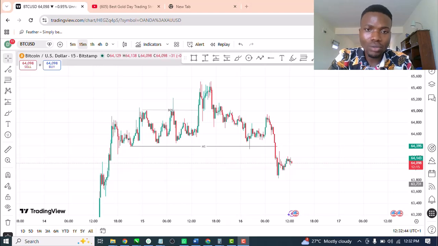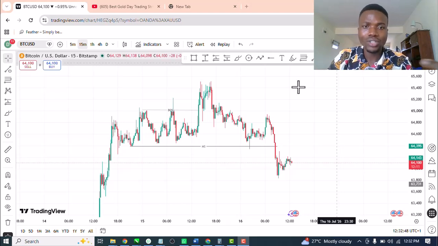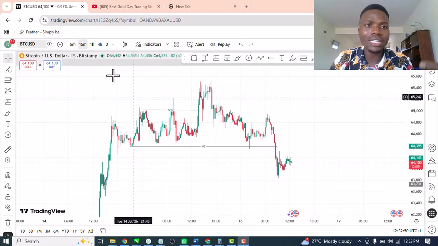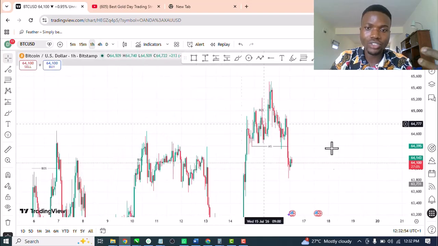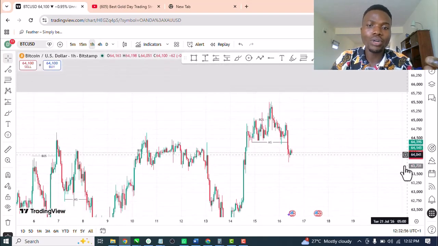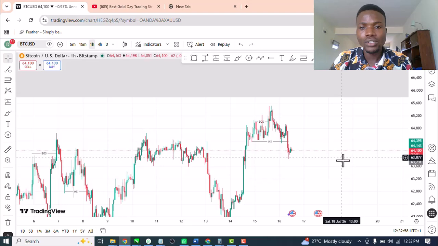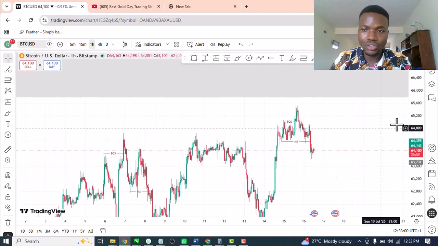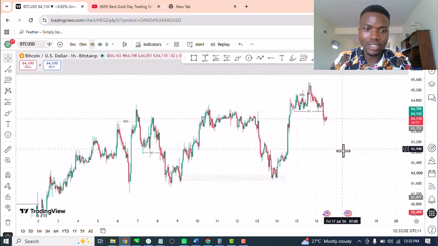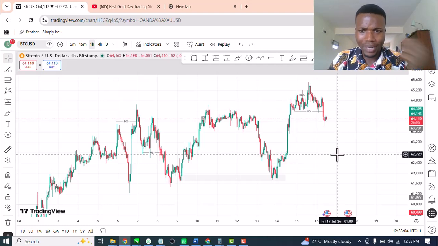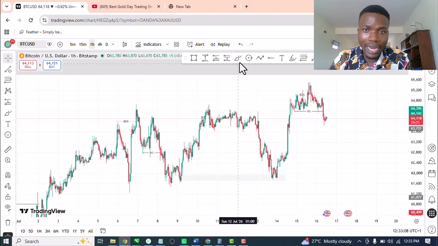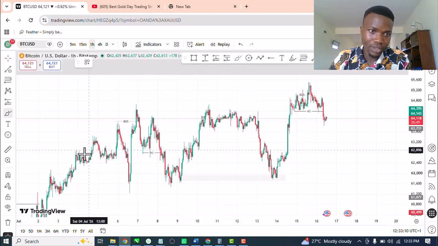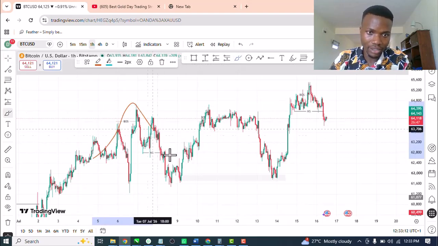So currently, what is the bias of price? Let me just quickly explain the confluences that I see on this trade before I know either to buy or sell. Currently I can see that during 1 hour, price is making a series of, let me say, higher highs and higher lows, right? Price has been making higher highs, higher lows.